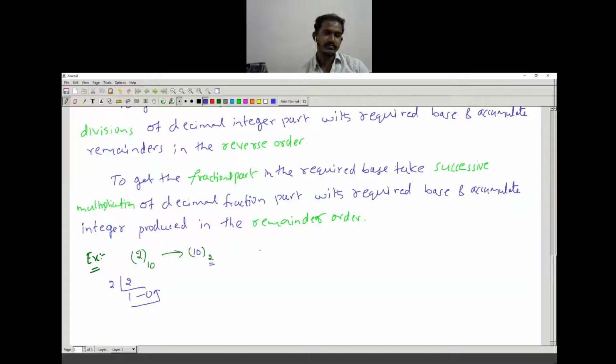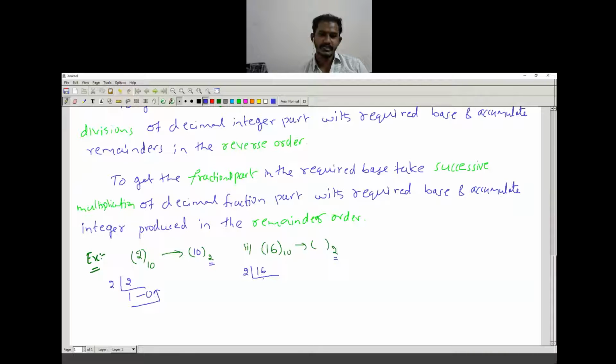For example, if you want to convert one more number, let me take 16, a given decimal number, into the binary number system. What is our given integer part here? Your given integer part is 16. Then what we need to do is take the successive division by using the required base. Our required base is 2, and we do the successive division.